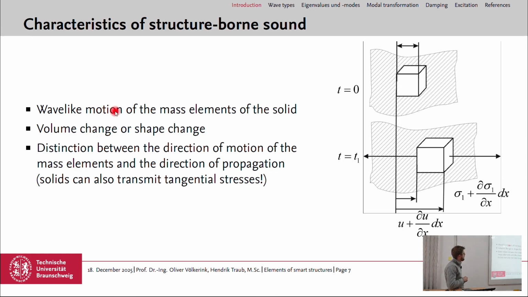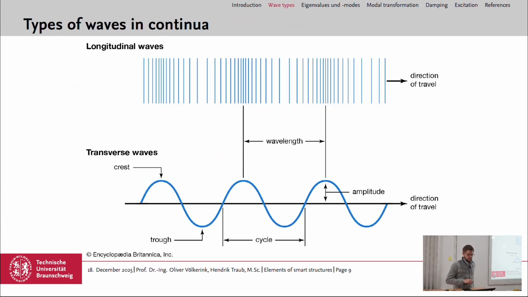Structure-borne sound is a wave-like motion of a mass element in a solid. We have here a mass element which moves, and a distinction is made between the direction of motion and the direction of propagation. And this is also the basis to distinguish between two types of waves. In this case, for example, we have the direction of propagation in this direction, also the direction of motion, but we will have a look at that. These two types can be distinguished.